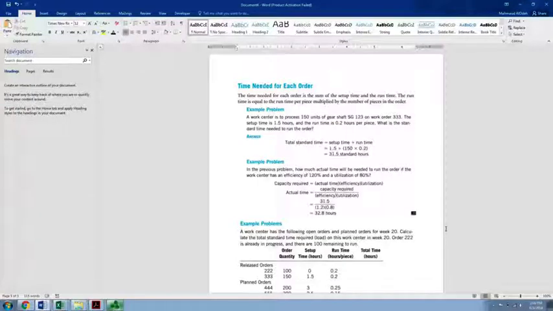Time needed for each order. Here's an example. A work center is to process 150 of a specific product. The setup time is 1.5 hours. The run time is 0.2 hours per piece. What is the standard time needed to run the order?